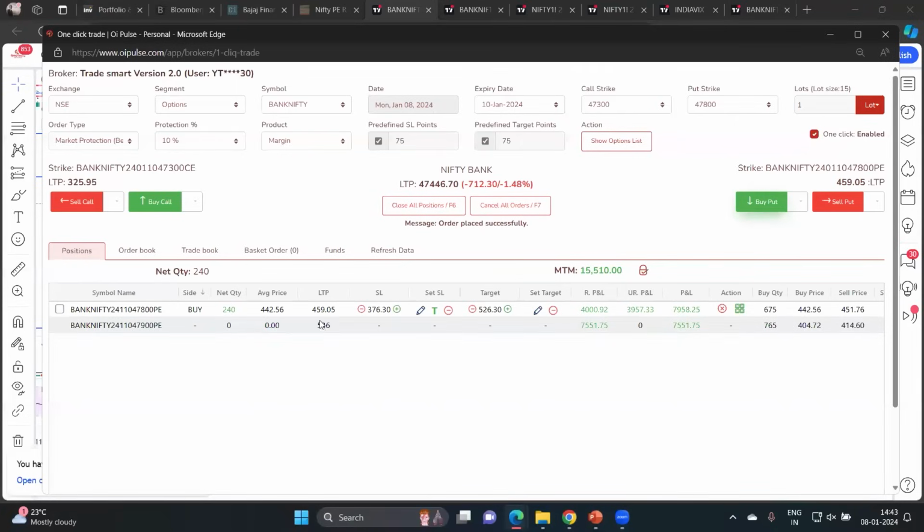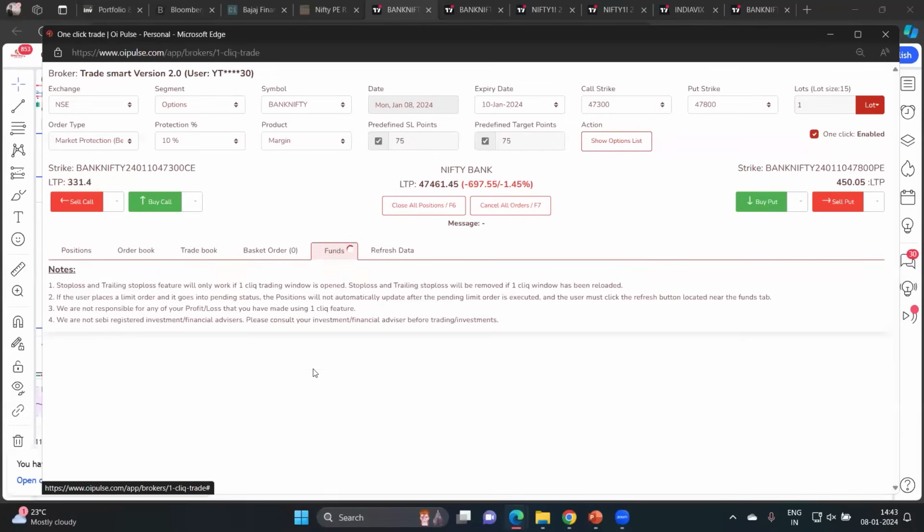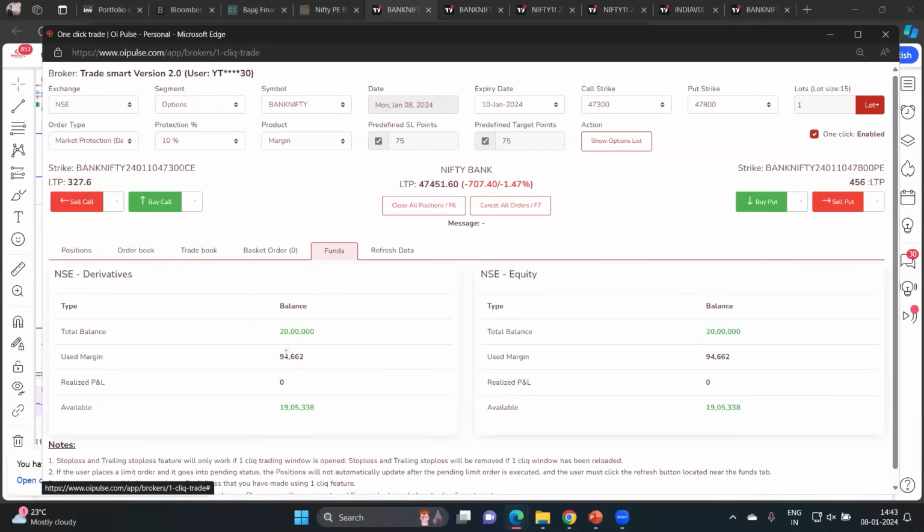So can it go to around 420, 400 and 380 odd levels? I would be a happy buyer. Make sure that you do not cross 20% of your overall capital in any single trade. In this scenario, I have kept about 20% of my capital in this account. So currently we have used 1% overall.